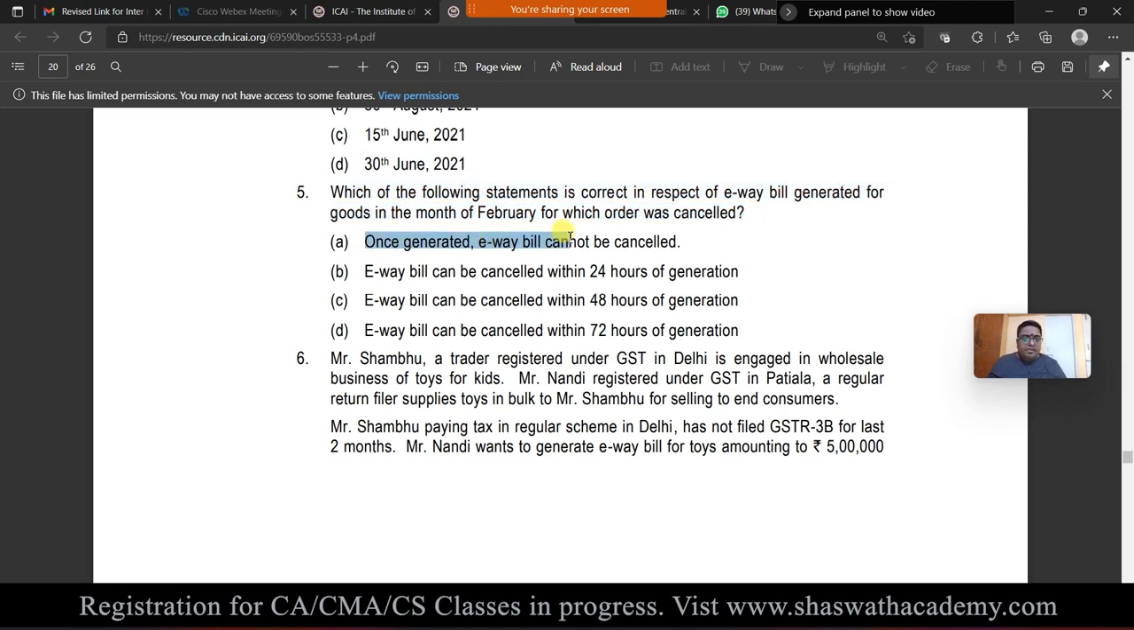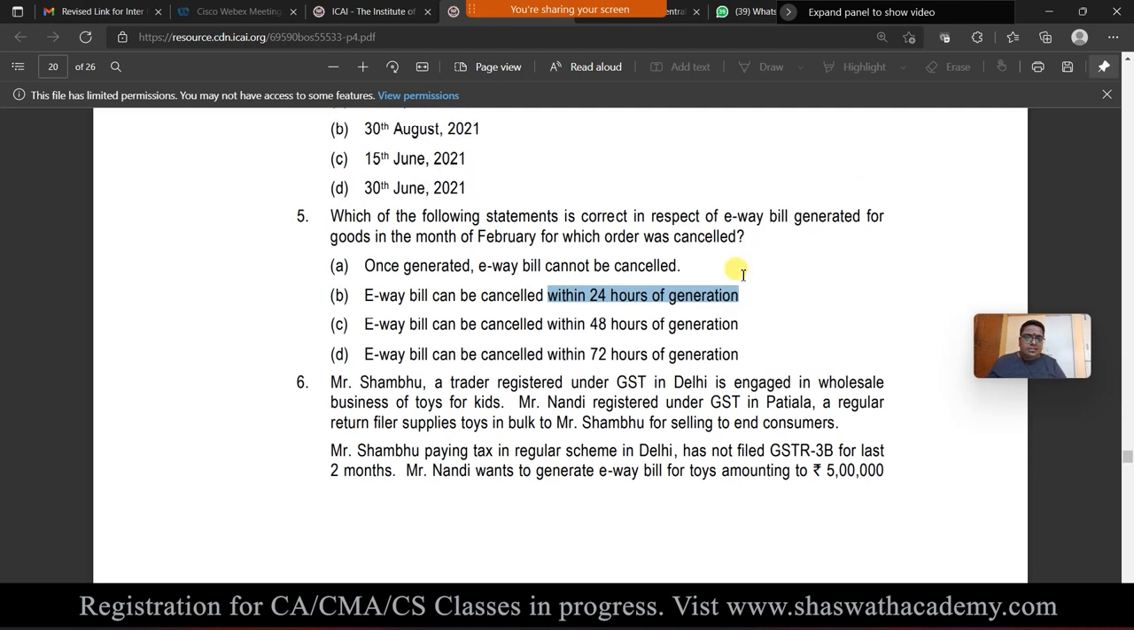Once generated, the e-way bill cannot be cancelled. No, my dear, an e-way bill can be cancelled within 24 hours. Excellent. Within 24 hours or before the interception and verification by the proper officer, whichever is earlier. 24 hours alone is not the correct answer. So that answer has to be given. In this question, nothing is spoken about interception or verification by the proper officer. Therefore, we'll go with answer B.